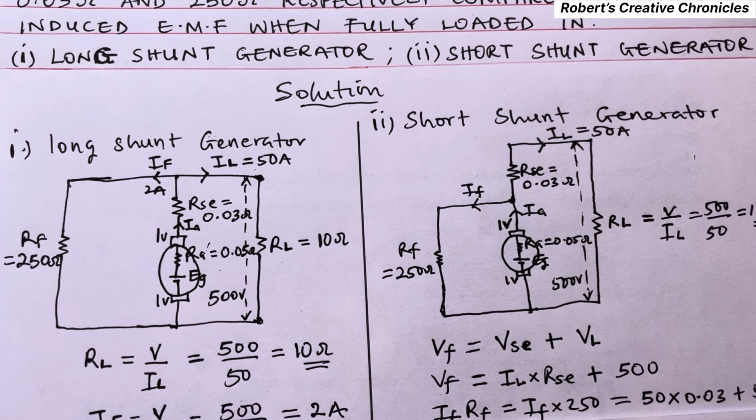So this is how to solve a long shunt and a short shunt DC generator configuration.